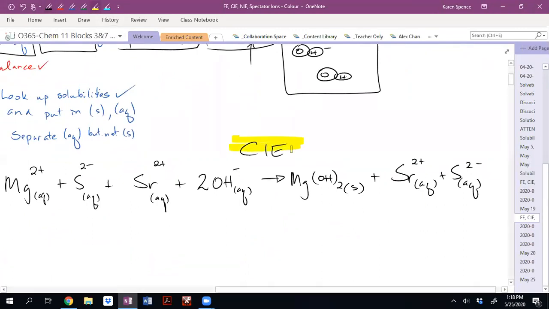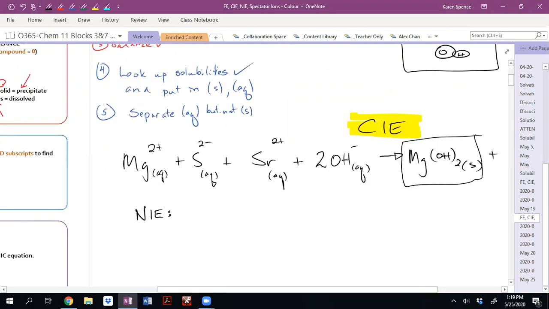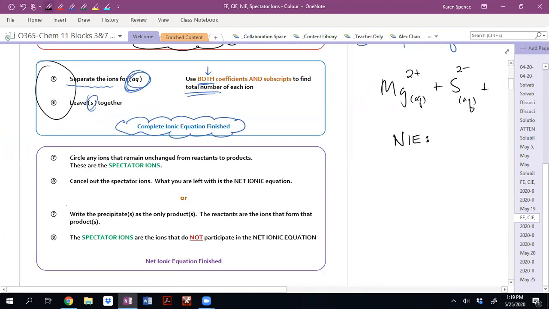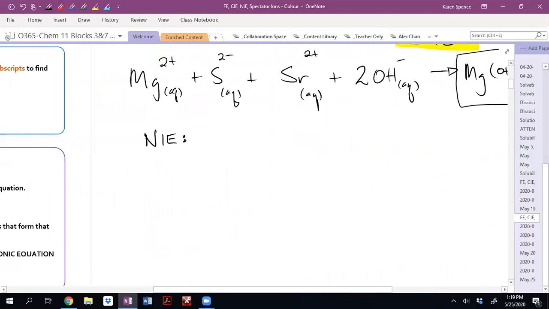Complete ionic equation. Now, to get to your net ionic equation, there are 2 ways to look at it. Once you've gotten this far, you can look and say, my net ionic equation is going to produce my solid. So if we go back here, one way of doing it is to write the precipitate as the only product. Okay, that's one possibility. So let's try it that way.